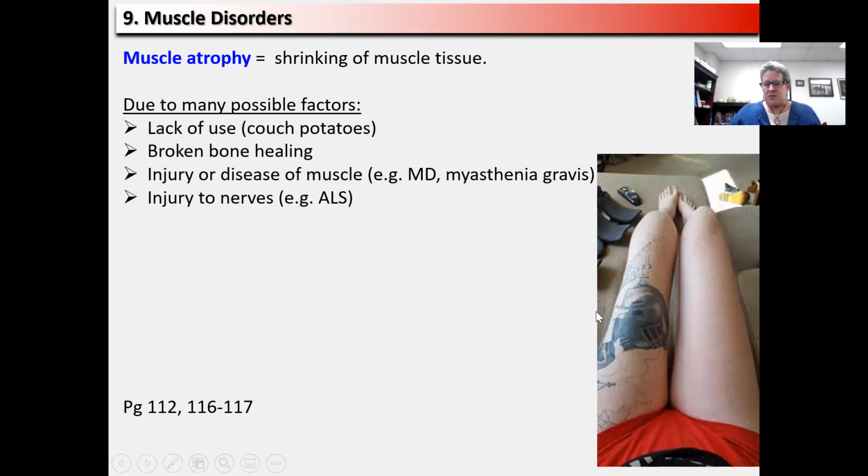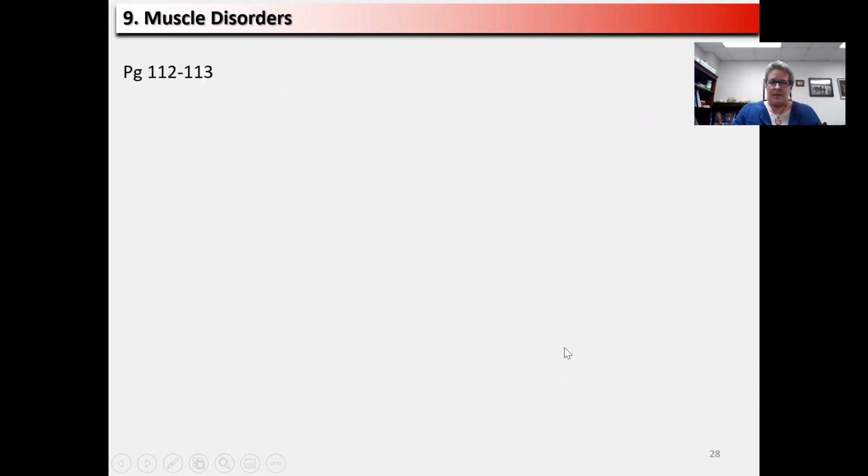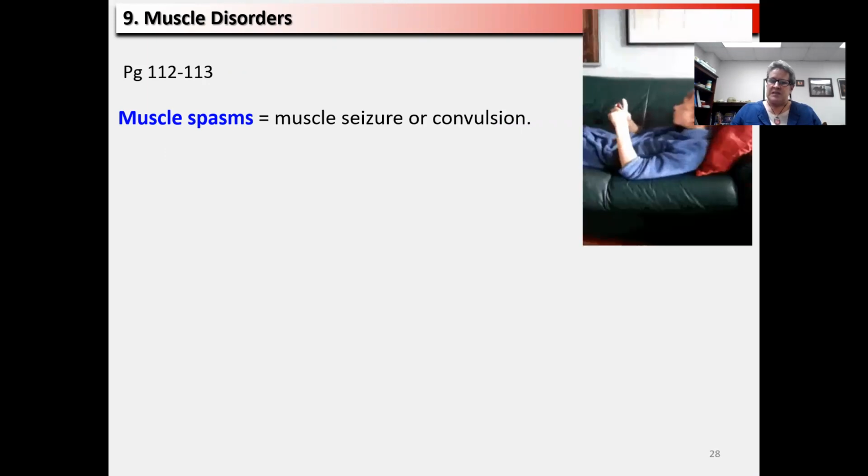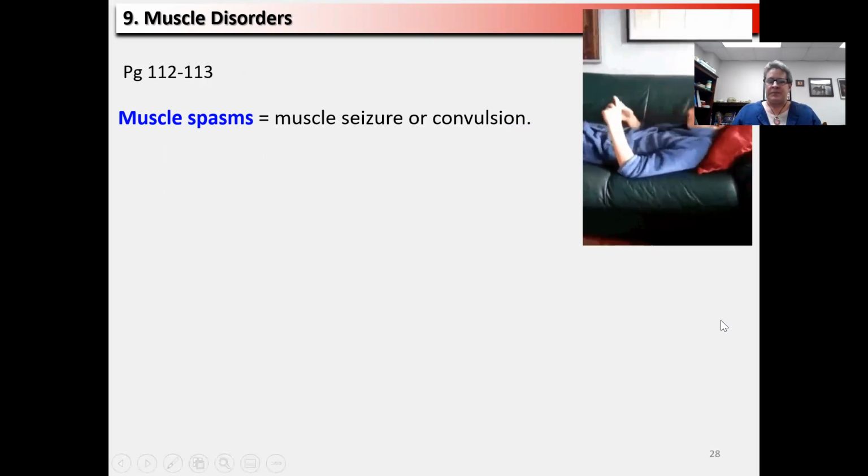So in this image, the right leg is normal size skeletal muscle. And on the left, this person had a broken bone, they had a cast on, and in the time that it was immobilized, they lost muscle mass. So, muscle spasms are basically uncontrolled muscle convulsions. So, this GIF shows a boy who's got muscle spasms, okay, these little seizures that happen.